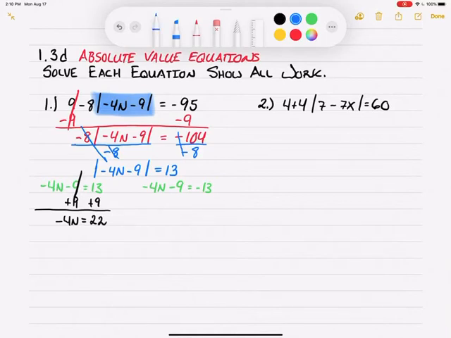Then I'm going to divide both sides by negative 4. And I have n equals negative 22 over 4. This you cannot divide, but you can reduce. So n equals negative 11 over 2.